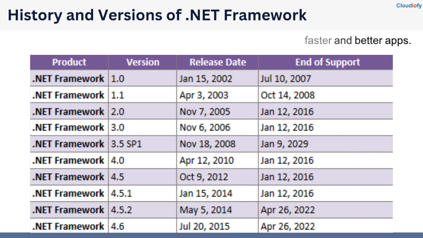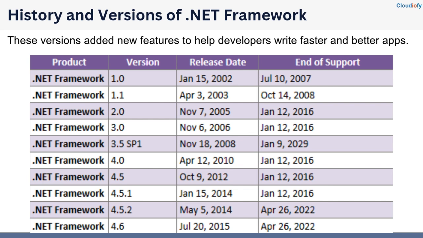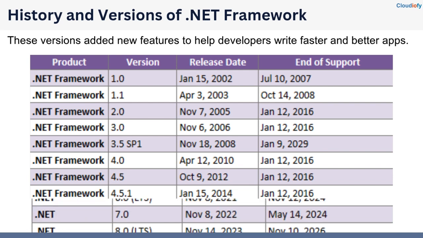History and versions of the .NET framework. The .NET framework was launched in 2002, and since then, it's had a bunch of updates and versions. Each version added new features, better performance, and made development easier and faster.